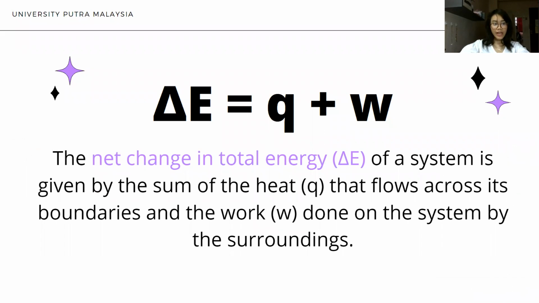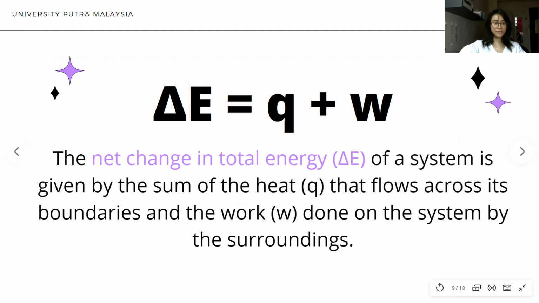A way to express the first law of thermodynamics is that any change in the total energy of a system is given by the sum of the heat that flows across its boundary and the work done on the system by the surroundings. So this is the equation to find the net change in the energy.